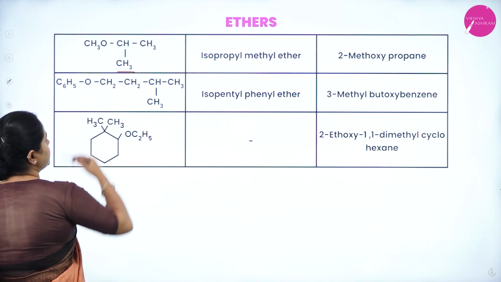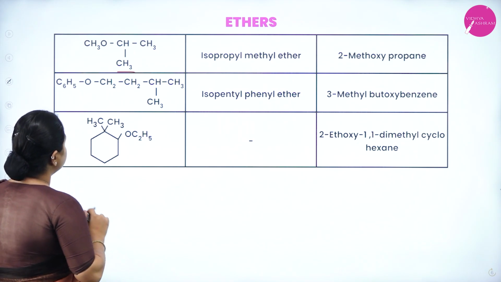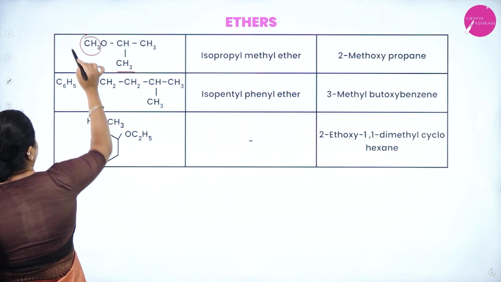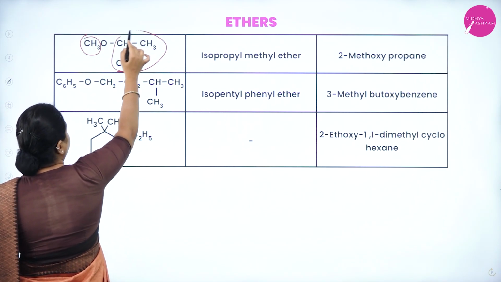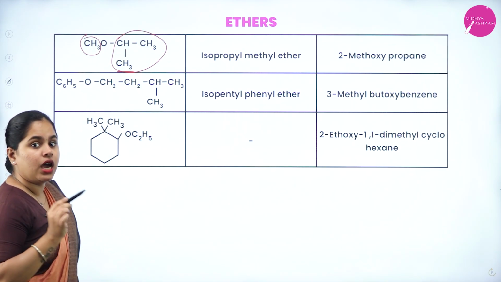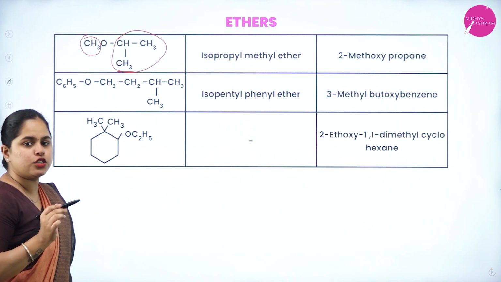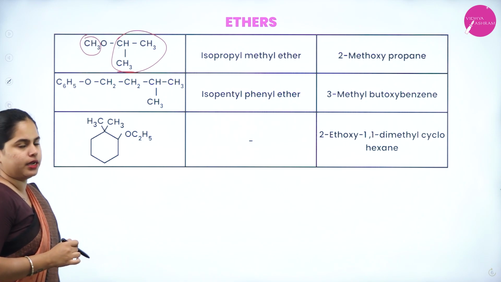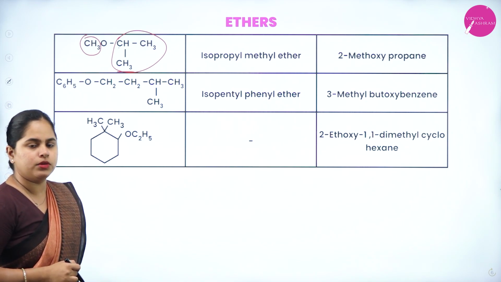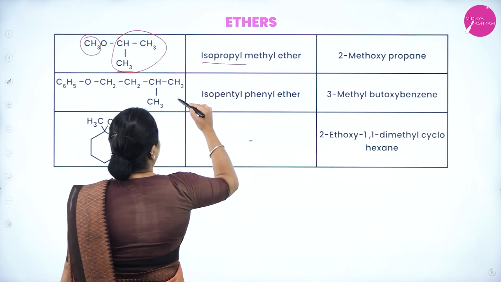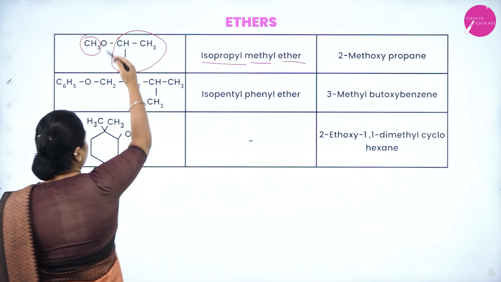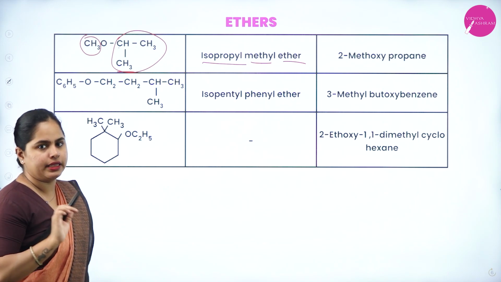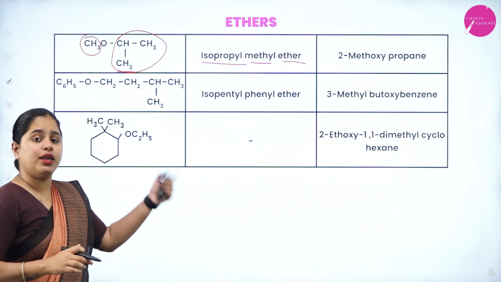And you have on the second carbon atom a methyl group. So from here what you can understand, on one side you have a methyl group, on another side you have this, which is isopropyl, right? Isopropyl, why? Because the methyl group is present on the second carbon atom. So how do you name it according to common system? It will be isopropyl methyl ether. So this is your isopropyl, this is methyl. Isopropyl methyl ether. The next one is the IUPAC name.